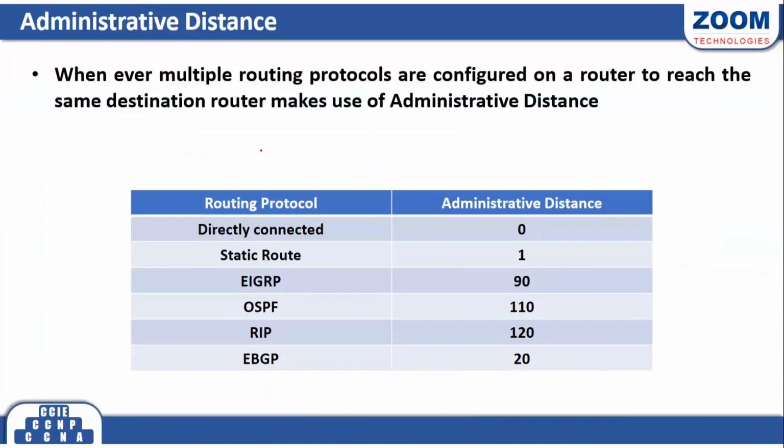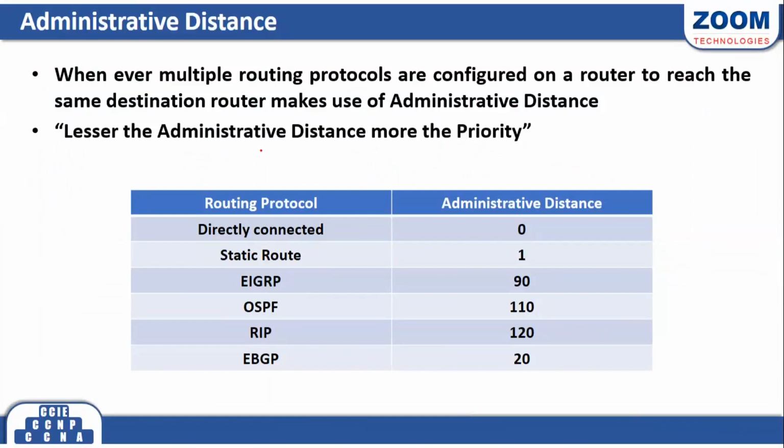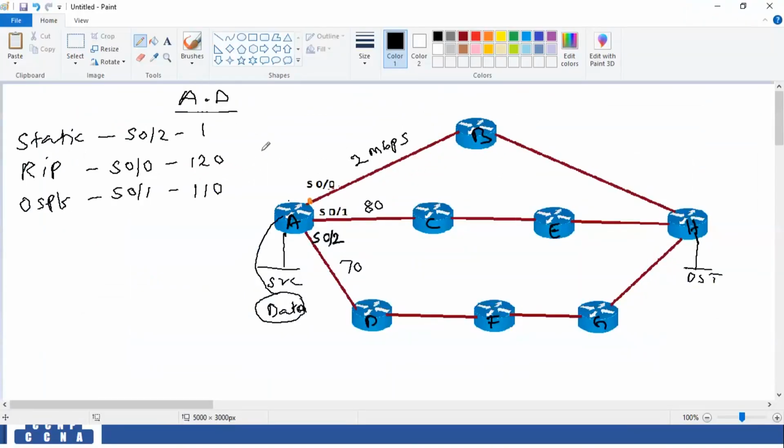Whenever multiple routing protocols are configured on a router to reach the same destination, the router makes use of administrative distance. The lesser the AD value, the more the priority. So in this case, which routing protocol will a router trust? Static routing. What if I remove static routing? Then OSPF will come into the picture.